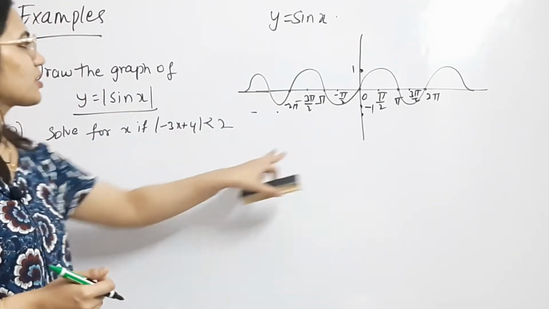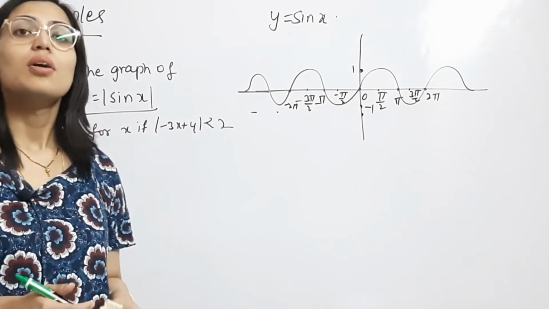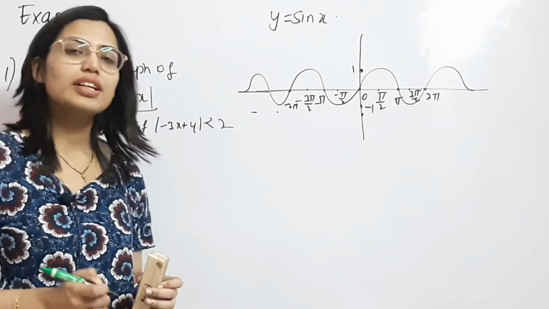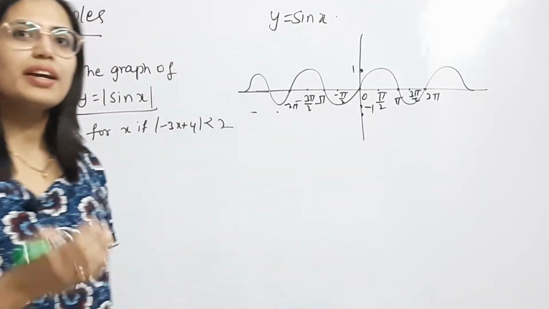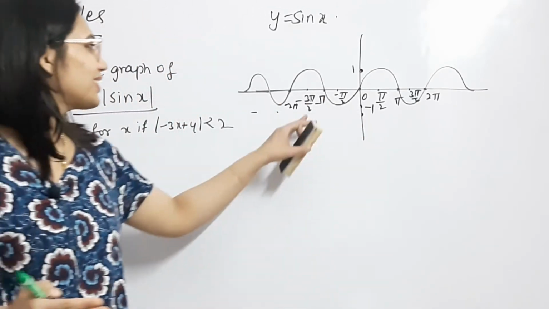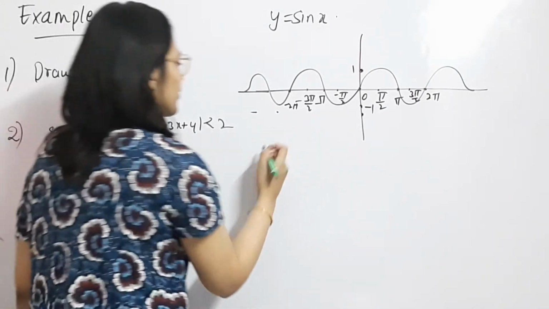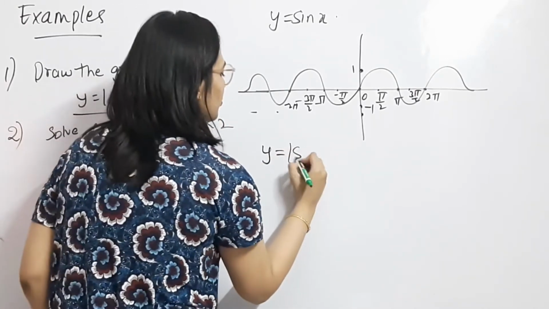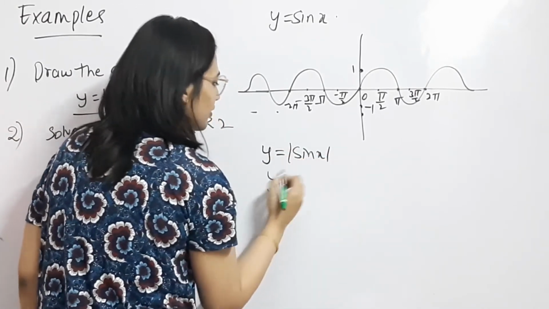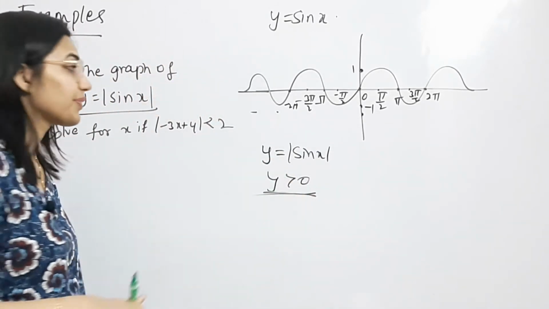But for now, this is the graph of y is equal to sin x. So how do you draw the graph of y is equal to mod sin x? You know that sin is not an even function. You know that there are values in negative. So by applying mod, what will happen? The negative values will be removed, right? So in this case, let's take for example y is equal to mod sin x, and by definition y will definitely be greater than or equal to 0 because we have mod.